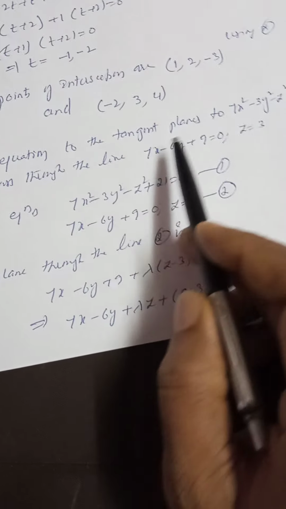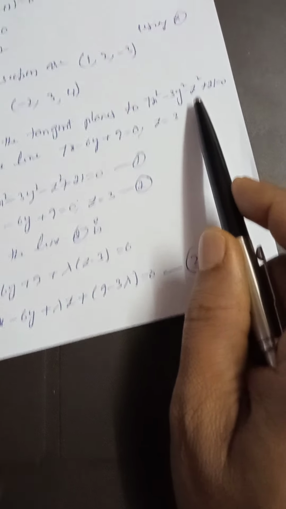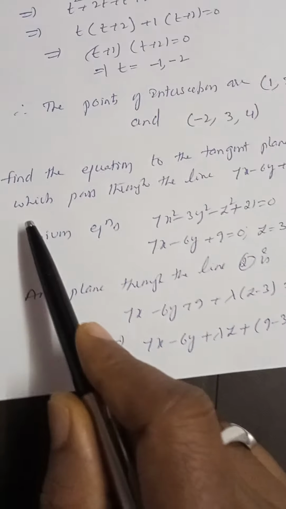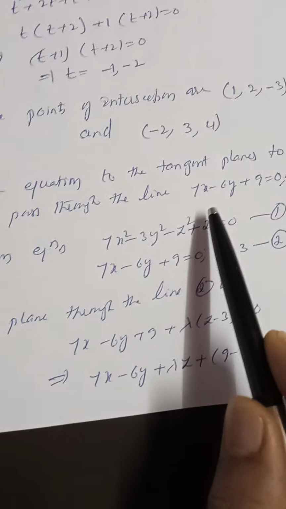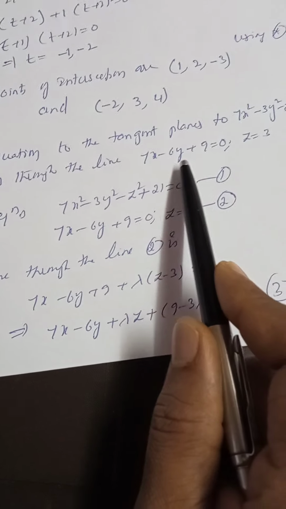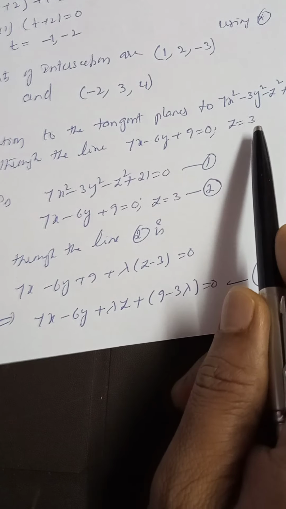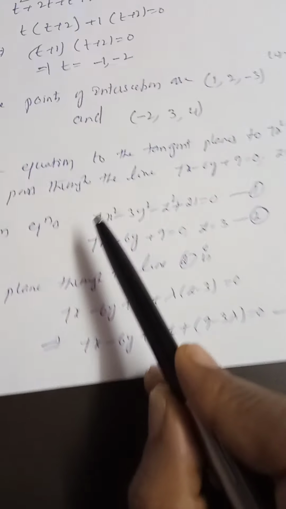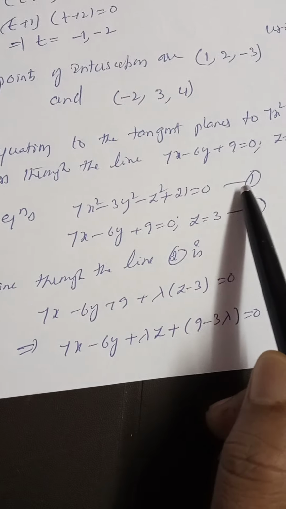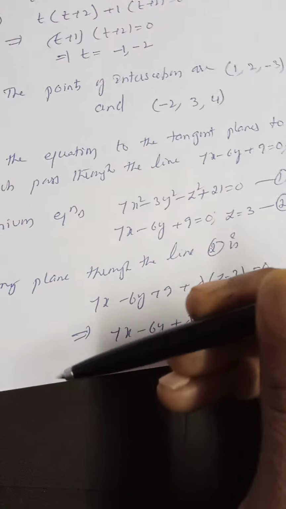Now the second one, find the equation of the tangent plane to the surface 7x square minus 3y square minus z square plus 21 is equal to 0, which passes through the line 7x minus 6y plus 9 is equal to 0, comma z is equal to 3. Now here one surface equation is given to you. This is a line equation.